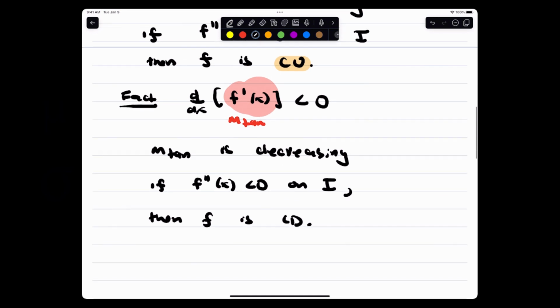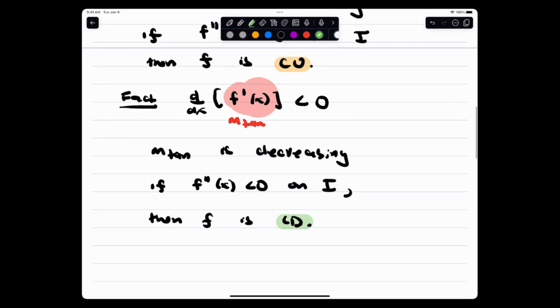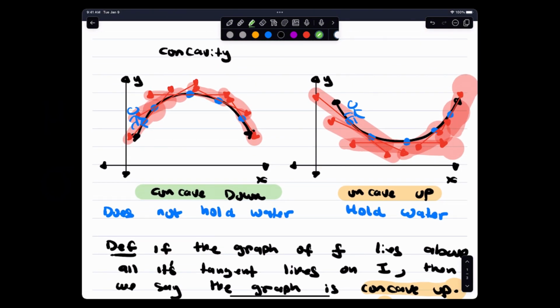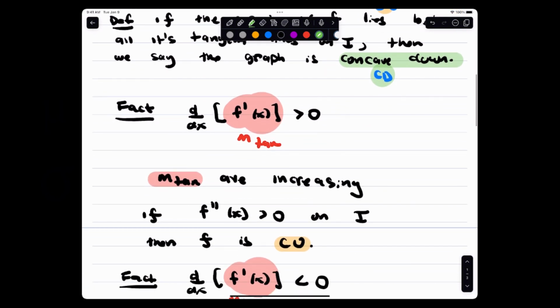Okay, so I just want you guys to know those two ideas here. And that's what we're going to be looking at here today, is concavity. Where is it concave up? Where is it concave down? Your curve. And I got to give you one last definition.